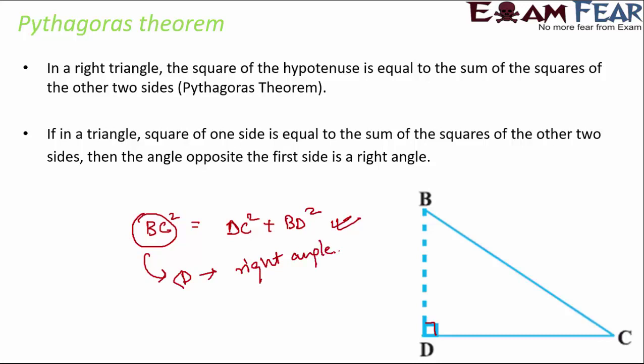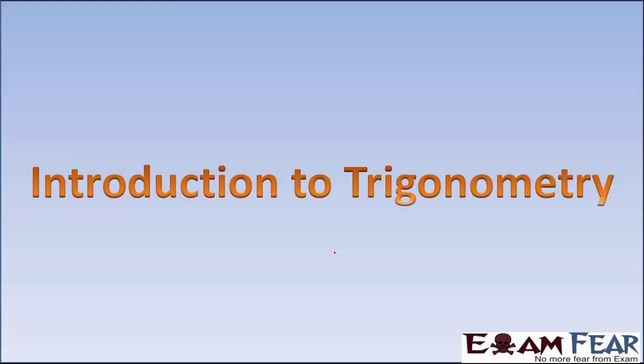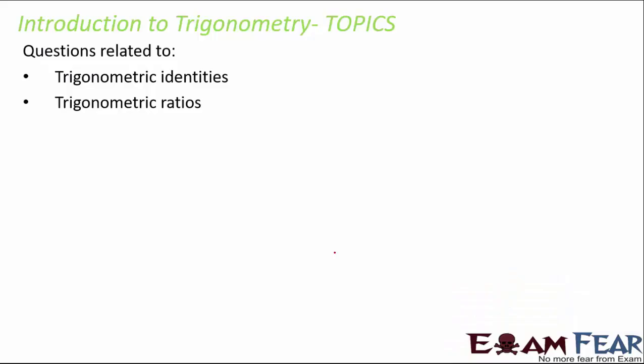So these are some of the important concepts based on which you get questions from the lesson on triangles. So please take a look at these concepts and solve questions. Moving on to the next chapter, that is Introduction to Trigonometry. From this lesson, you can expect maybe 1 to 3 questions. Questions are generally asked related to trigonometric identities and trigonometric ratios. So it is more about solving.